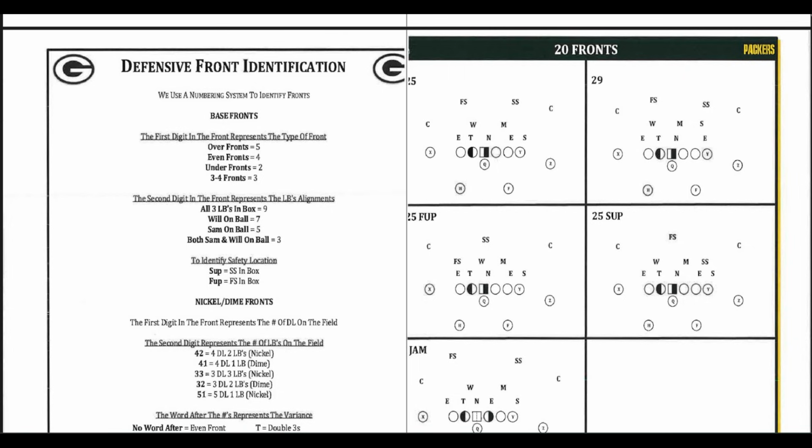This episode is going to focus on what the offense uses to identify the defense and what the defense is doing. That way, everyone can communicate with the same language.